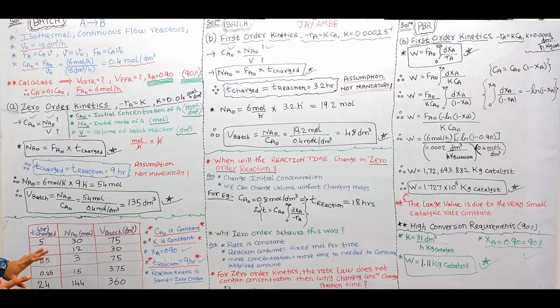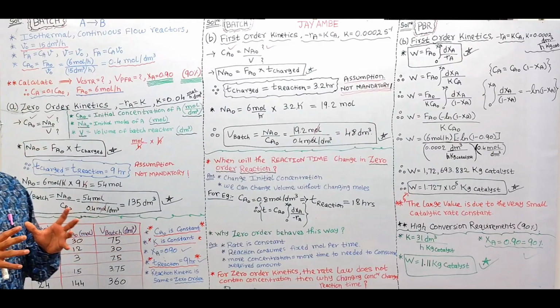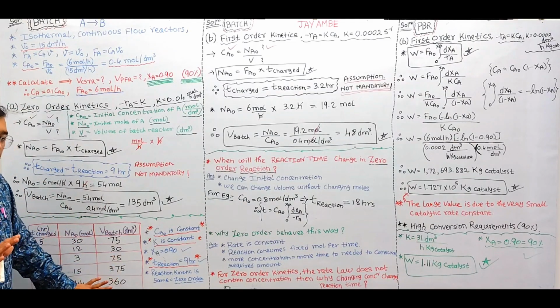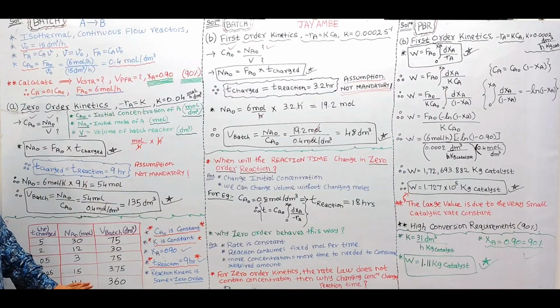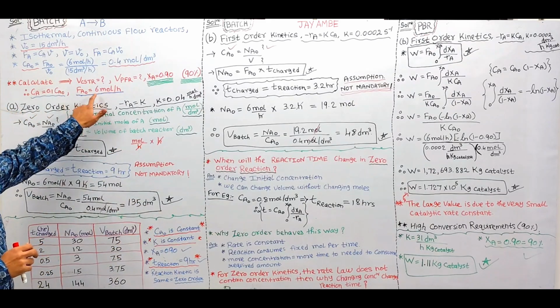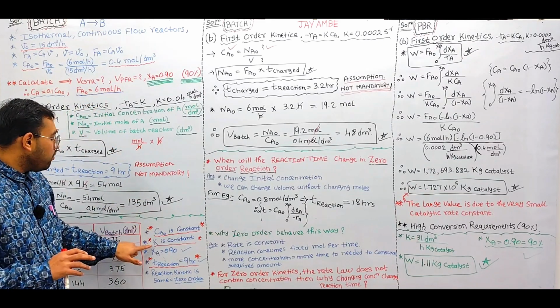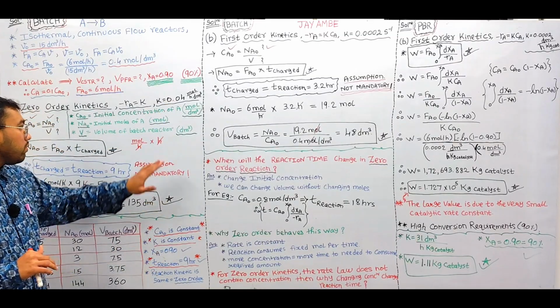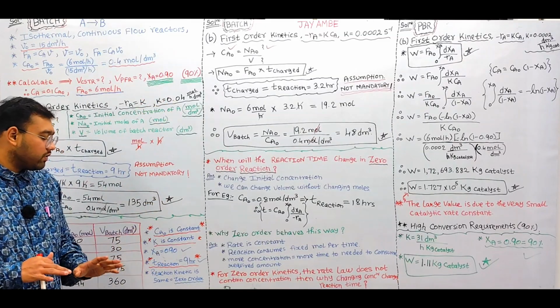Okay, I hope you have understood how, if we change the charge time, the number of moles and the volume of the batch reactors will vary. I hope up to here you have understood, right? Remember this: here we have kept the initial concentration constant, the initial molar flow rate constant, the rate constant value constant, and the conversion is also constant, which is 90% conversion, right?